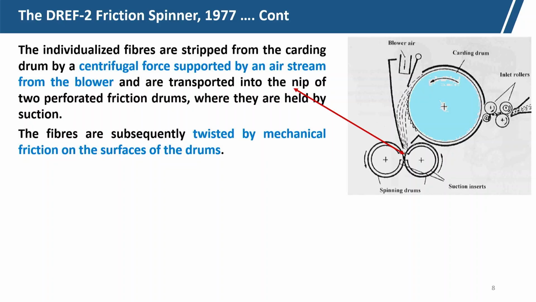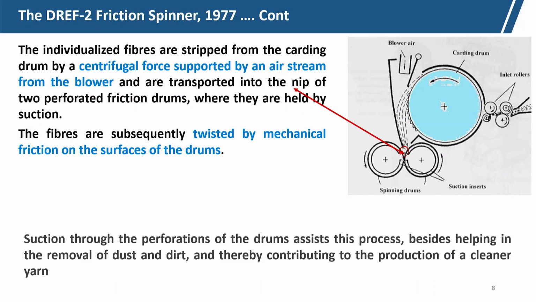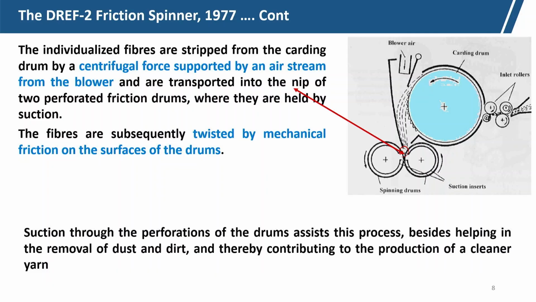The fibers are subsequently twisted by mechanical friction on the suction drum. Here mechanical friction will be created, and both the surfaces are imparting the twist. The suction through the perforation of the drum assists this process. It assists the sticking of the fibers on the surface and also the normal force.